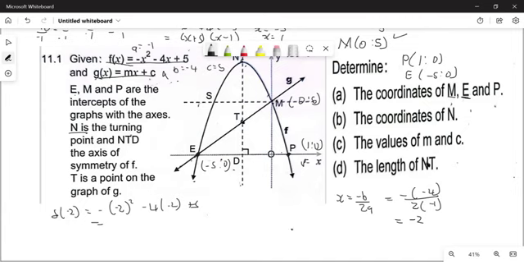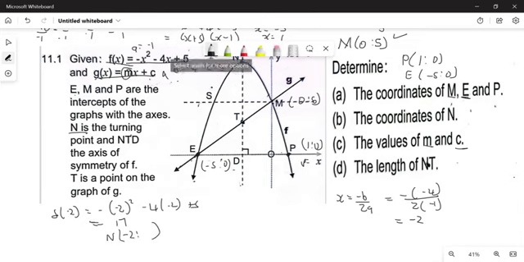And then you type this in your calculator. You get what? We have 9 here. So it's minus 2 is to what? Is to 9. Okay. Now what is the next thing that they want? They want M again. And then they also want what? C. How do you get M and C?